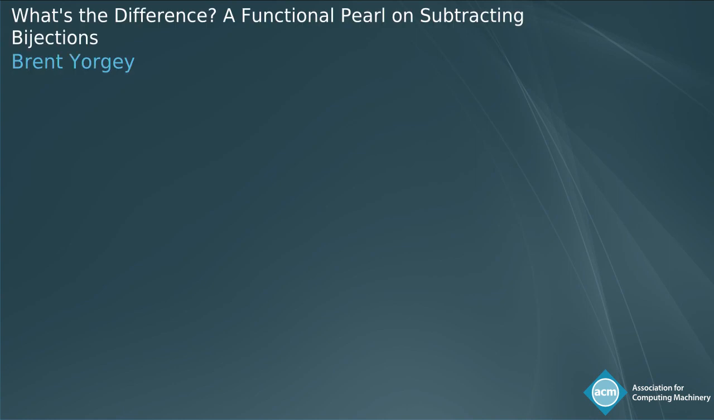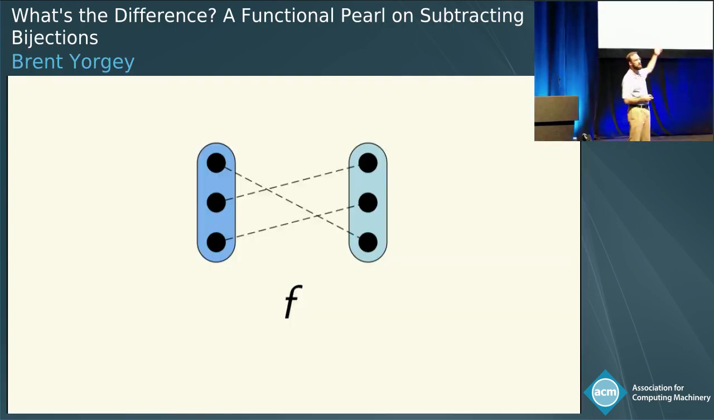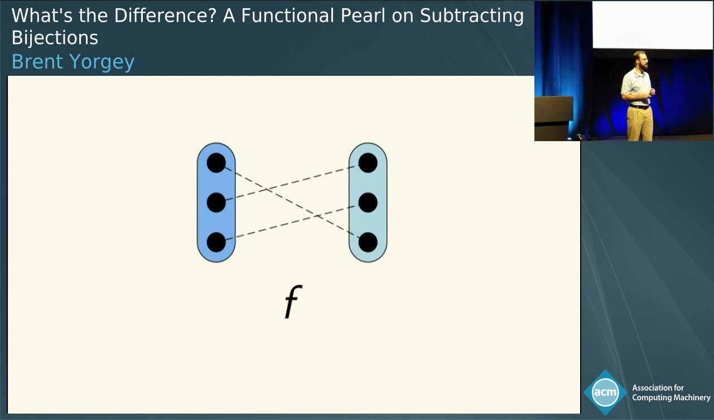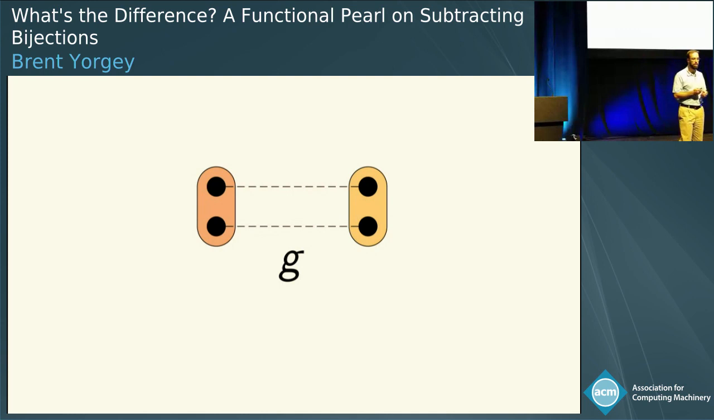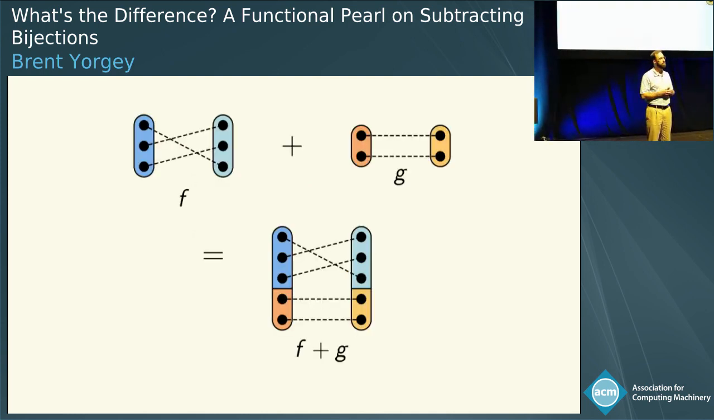This is a bijection. It matches up the elements on the left to the elements on the right in a one-to-one way. Each element is matched to exactly one on the other side. Here's another bijection. Given these two bijections, we can add them basically by running them in parallel.